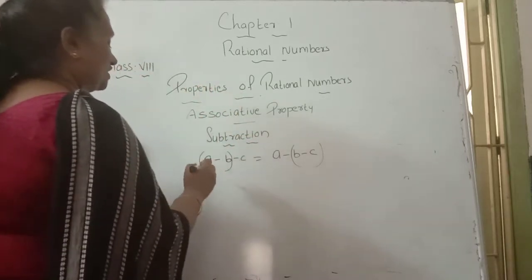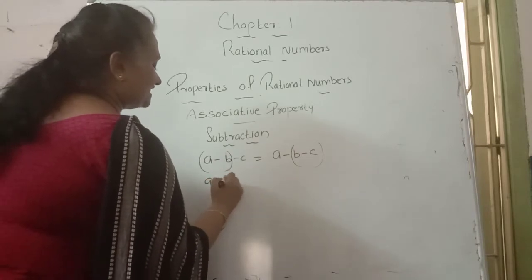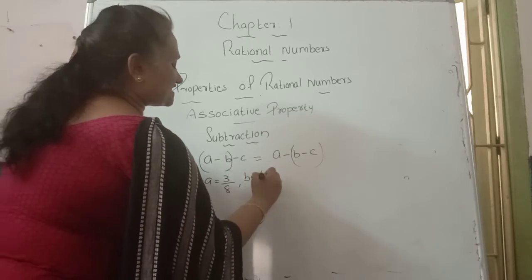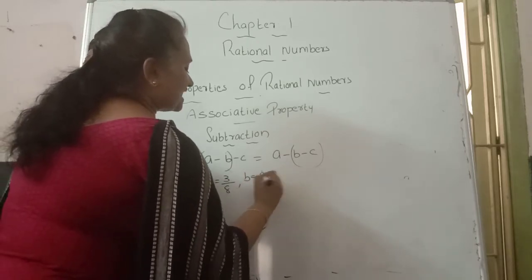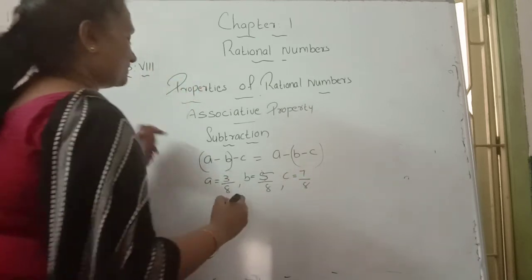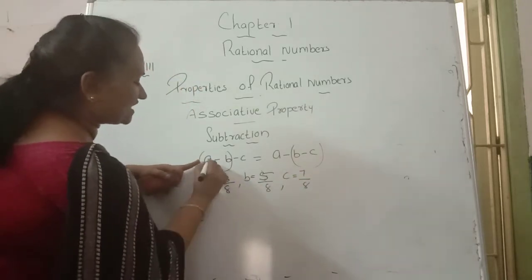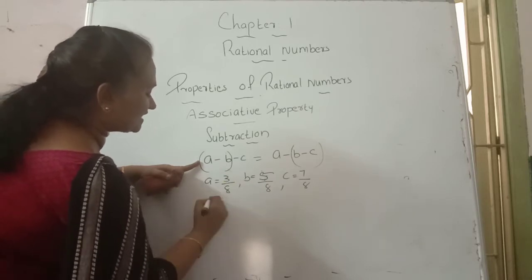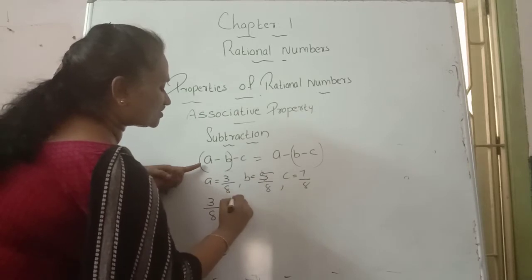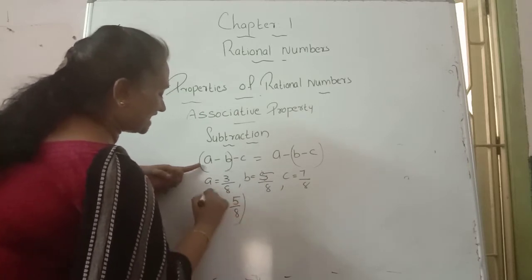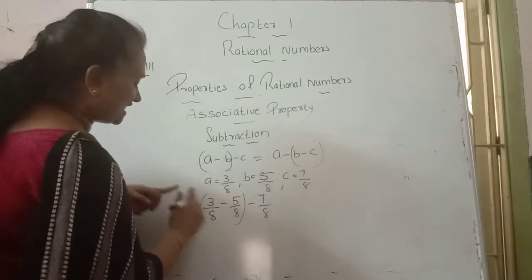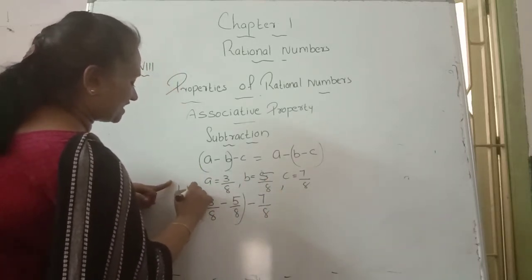Once we go through here, consider a value as 3 by 8, b value as 5 by 8, and c value as 7 by 8. So I substitute the a value: 3 by 8 is subtracted with the b value, how much? 5 by 8. Close the bracket. Minus c value, how much? 7 by 8. That is the LHS part.